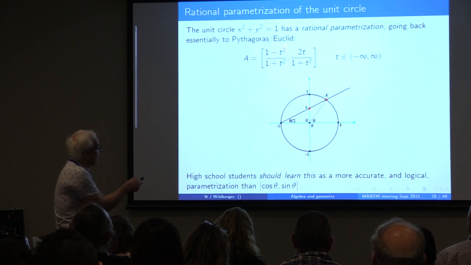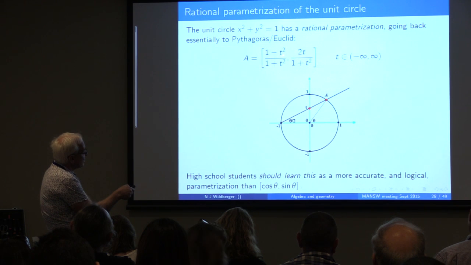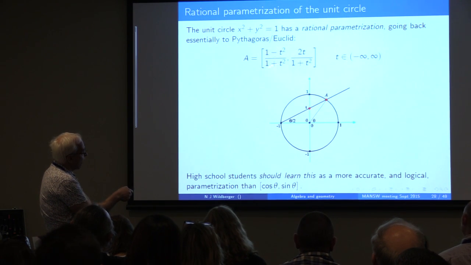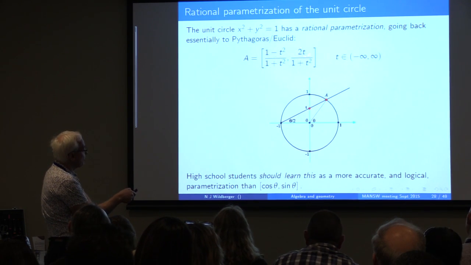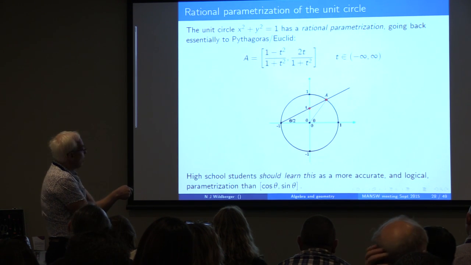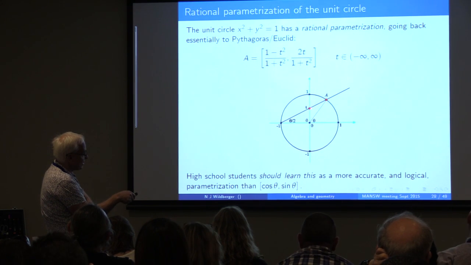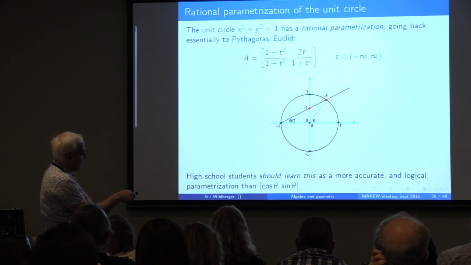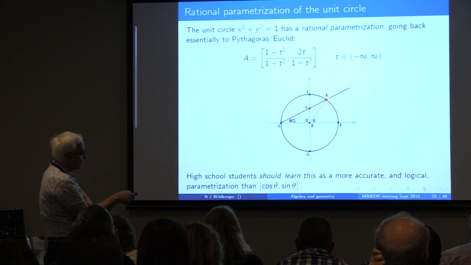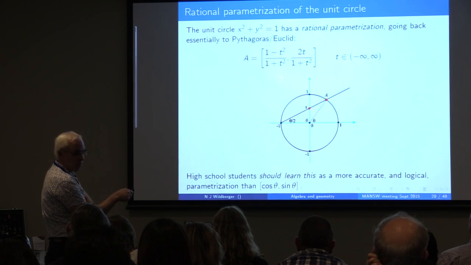So what is this formula? It's saying that the x-coordinate is (1 minus t squared) over (1 plus t squared), and the y-coordinate is 2t over (1 plus t squared). Okay, so what we're saying is that here's the geometry: if you take a point t on this axis, and then you draw this line here, and you see where it intersects the circle, it turns out that this point has exactly these coordinates.